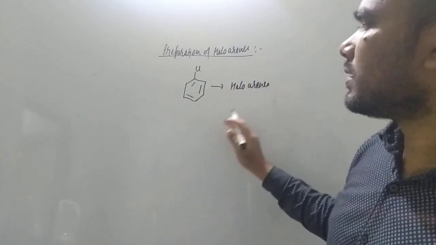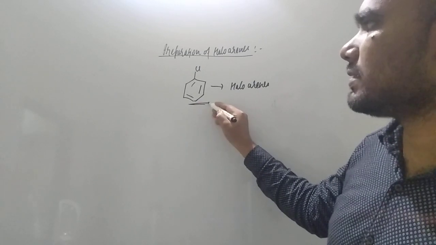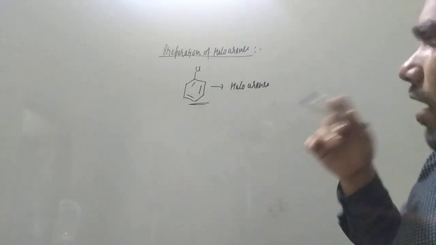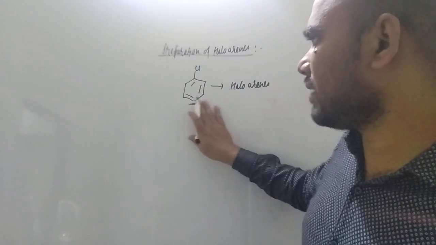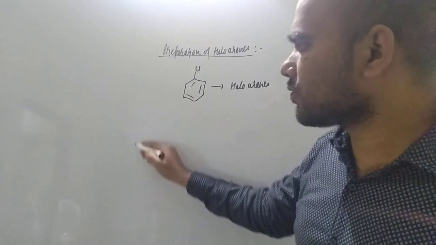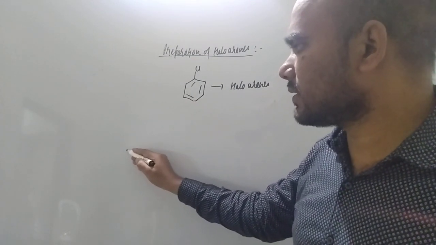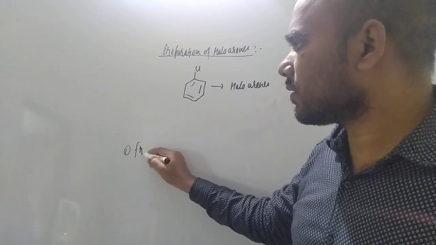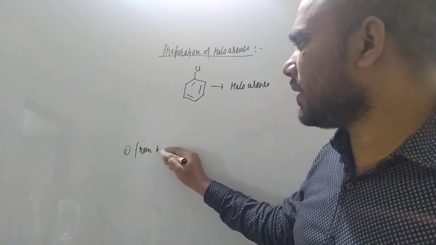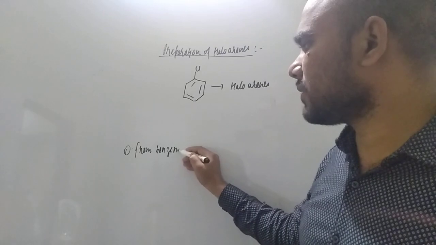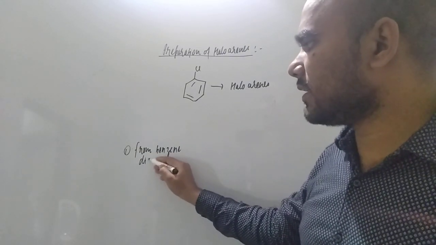Now student, we have to prepare these haloarenes or chlorobenzene. So how can you prepare? There are so many methods, student. Let us go through them one by one. The first method is from benzene diazonium chloride.